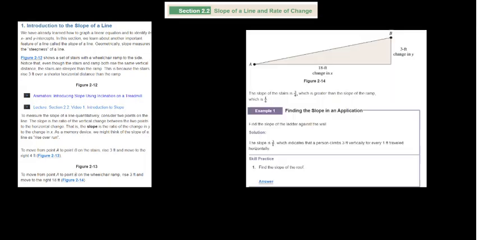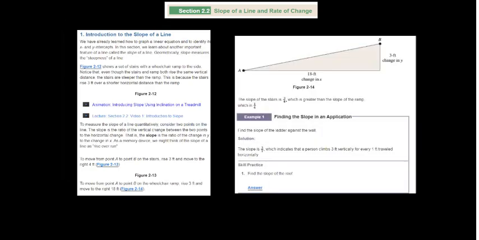Alrighty. Lots to read here, but just follow along. So we've got an introduction to the slope of a line. We have already learned how to graph a linear equation and to identify its x and y intercepts. In this section, we learn about another important feature of a line called the slope of a line. Geometrically, slope measures the steepness of a line.